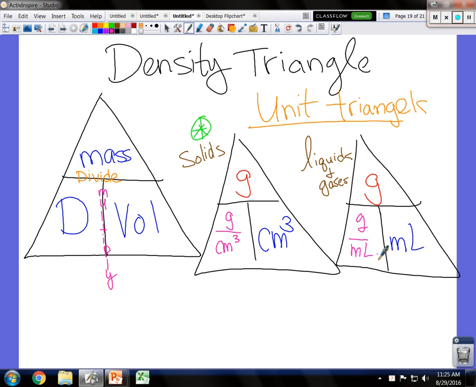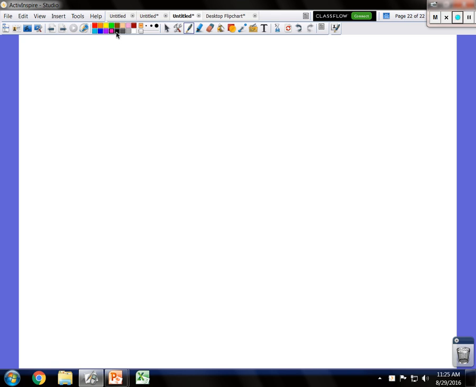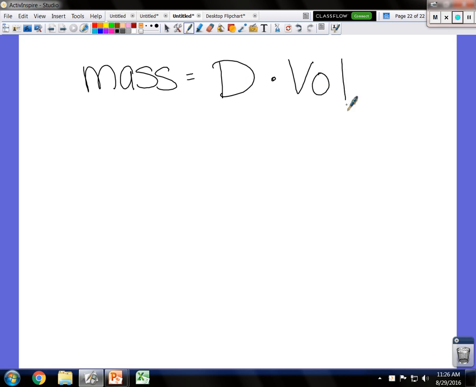If that doesn't, let's look at it one more way. Using the density triangle that we just did, if I need you to calculate mass, cover up mass, and what's left, what do you do? Density times volume. Would you agree with that?